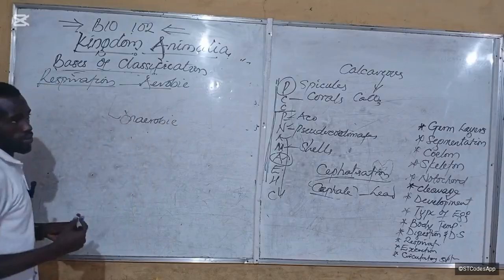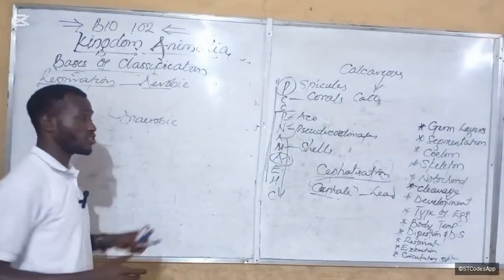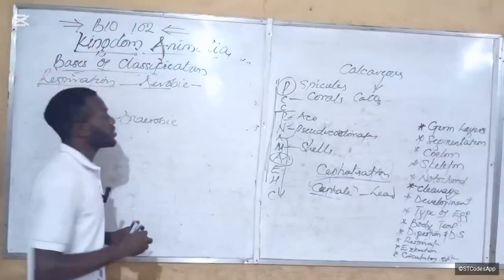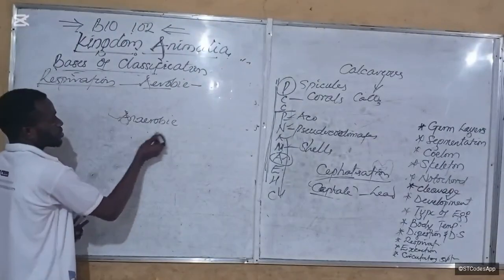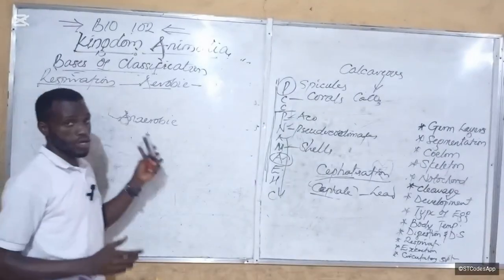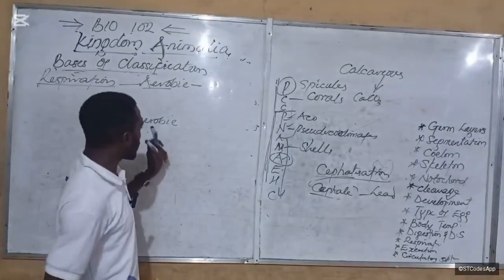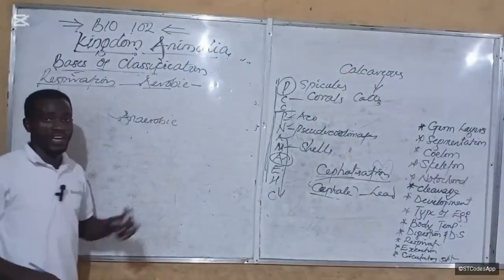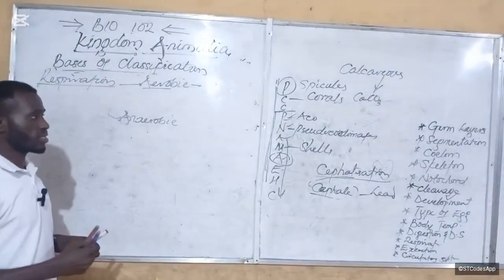Okay, aero, that is air, right? Or oxygen. So it means that these organisms use oxygen, yeah? While the anaerobic, they don't require oxygen for respiration. They don't use oxygen for respiration. An example of an anaerobe is this platyhelminth. The rest of them are aerobes. I hope that makes sense.